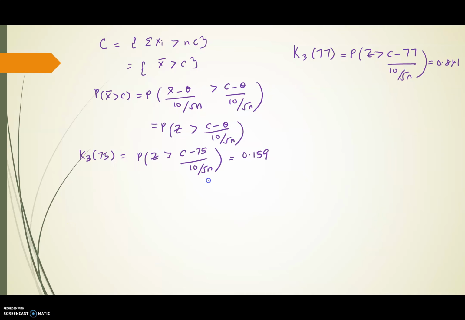Let's say we refer to this one as Z alpha. So we can write the probability Z greater than Z alpha equals 0.159. We take the approximate value, so we have 0.16. From our stats table, the value of Z alpha is given as 0.9945. So we solve this problem.